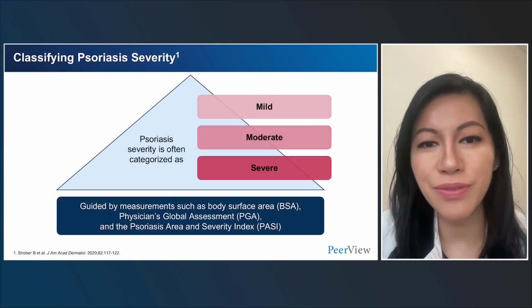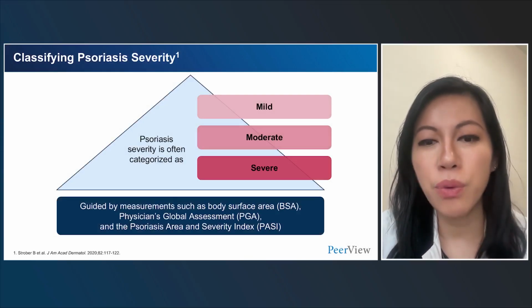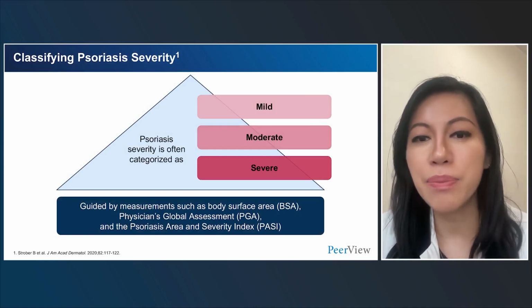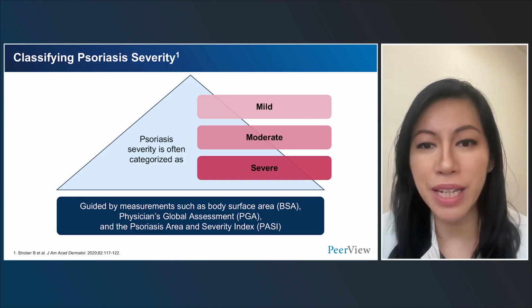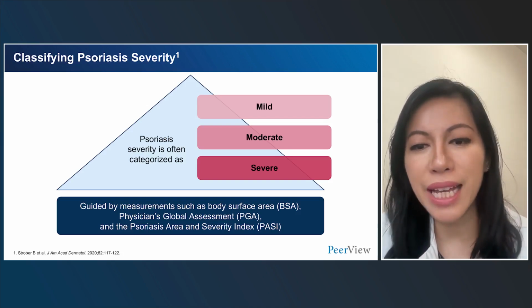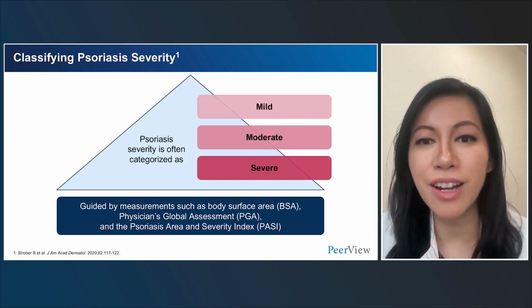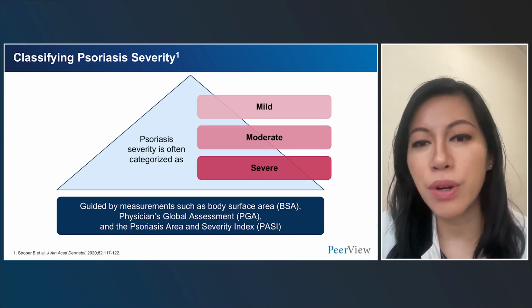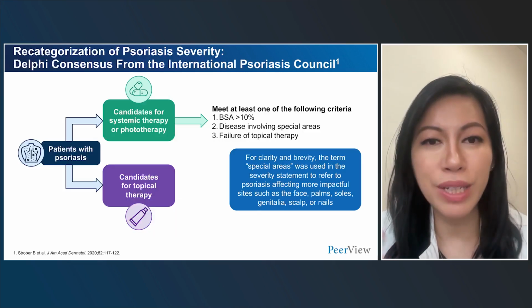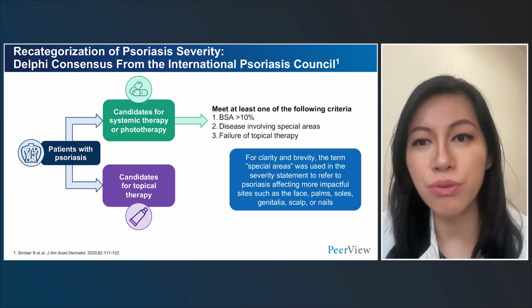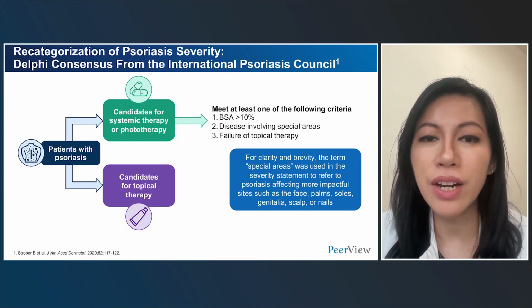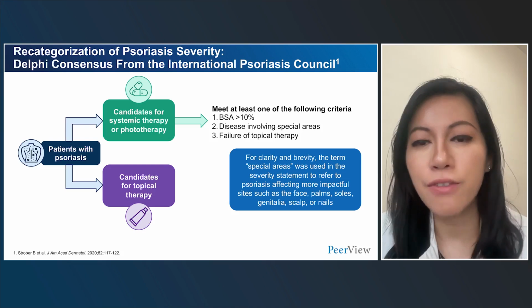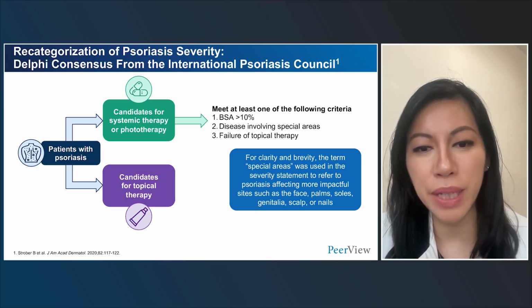So, how do we classify psoriasis severity? Well, historically, it's been categorized as mild, moderate, and severe, oftentimes depending on their BSA. But we recognize that this classification may not recognize other burdens in our patients with psoriasis. So a few years back, this was reclassified based on the International Psoriasis Council in terms of thinking of our patients with psoriasis as candidates for topical therapy versus candidates for systemic therapy.